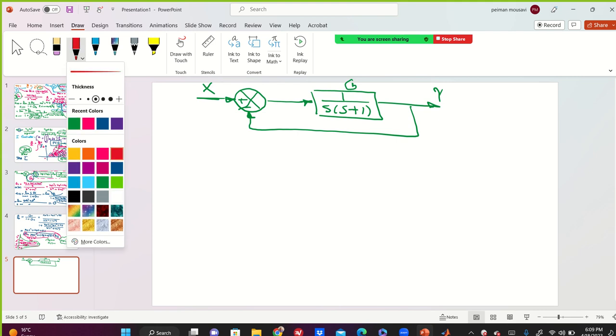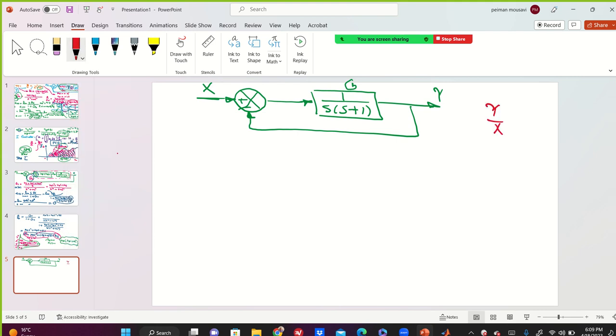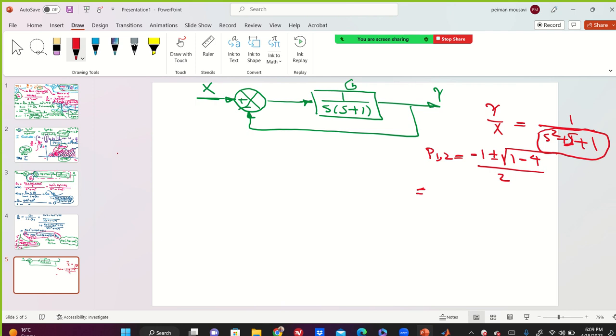Originally, this system's closed loop transfer function is going to be 1 over s squared plus s plus 1. This system has two poles. Let us find the poles of this system: minus 1 plus or minus the square root of 1 minus 4, divided by 2. Or this system has poles at minus 0.5 plus or minus j root 3 over 2.